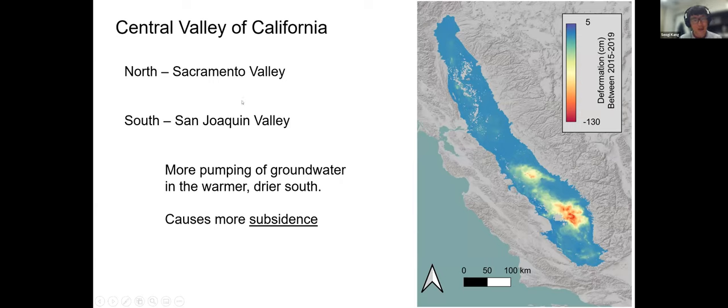And the Southern San Joaquin Valley is generally warmer and drier, which results in more pumping of groundwater, and more pumping of groundwater also generates ground subsidence. This is the image from the InSAR data between 2015 and 2019, for the 5 years. And this red color means the large subsidence is about 1.3 meters. So for 5 years, every year it's about 25 centimeters per year.